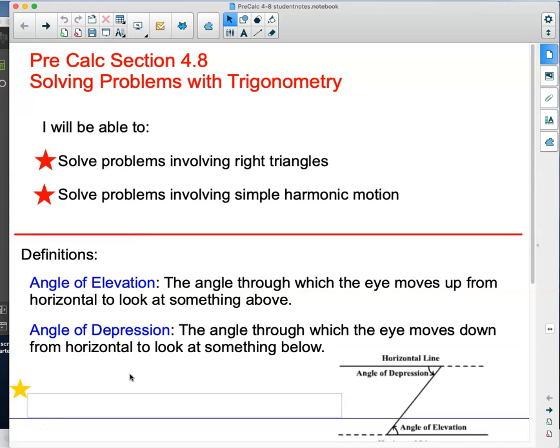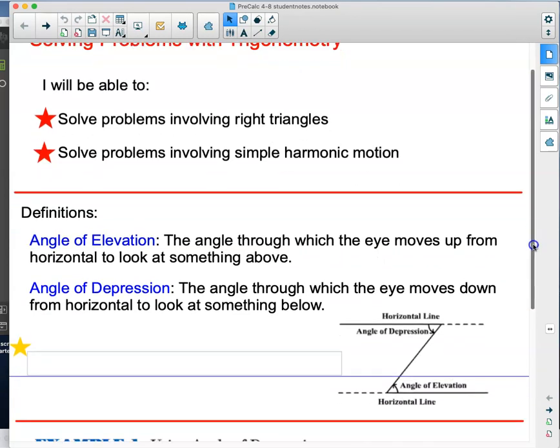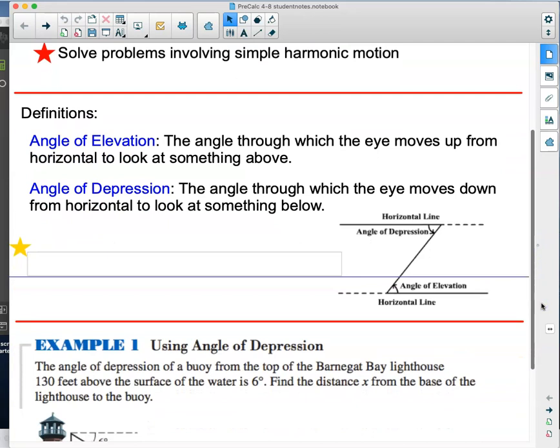So we're going to start today with problems that should remind you of basic trig problems you did in geometry. And then things get a little bit more complicated as we work our way through them. And we have to remember some of the properties, some of the theorems that we had back in geometry. First things first, though, we have to know what angle of elevation is.